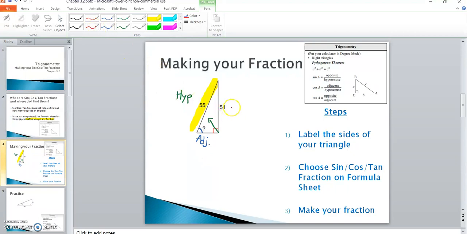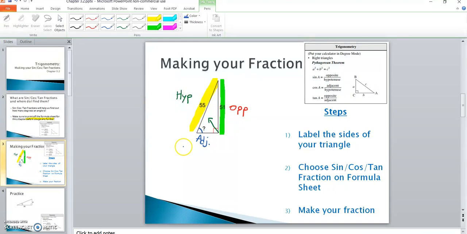And then finally, the last one is my opposite. And notice how the opposite is 51. So that is step 1. I label the triangle. Step 2, I'm going to choose a sine, cos, tan fraction on my formula sheet.